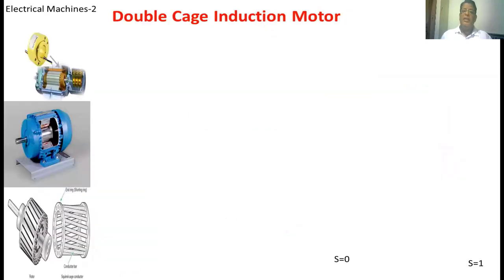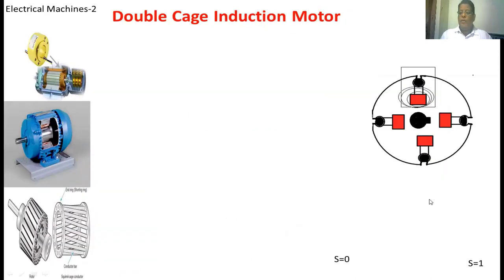Next, double cage induction motors. In a squirrel cage induction motor, we keep one cage on the rotor. In a double cage induction motor, we keep two cages. This is the inner cage, and this is the outer cage.